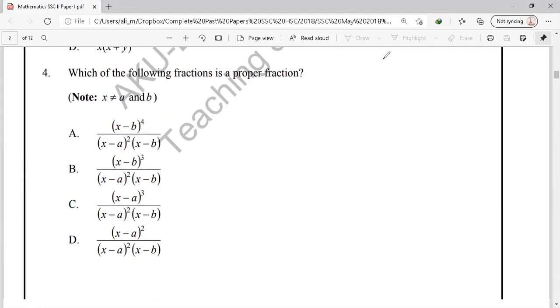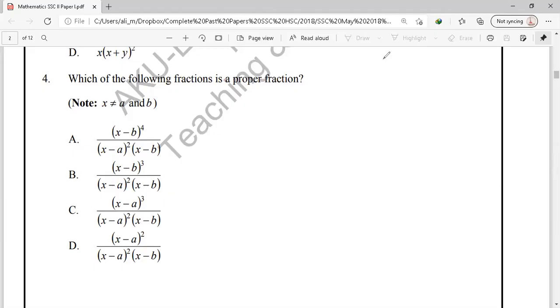Next we have question number 4, and in this question we have to identify which of the following fractions is a proper fraction. So we have to identify a proper fraction. In a proper fraction, the degree of numerator is less than the degree of denominator. That type of expression is the proper expression, or else it would be an improper fraction.